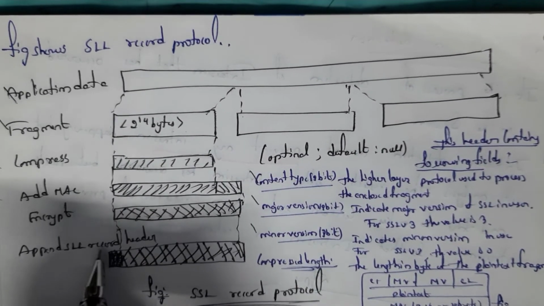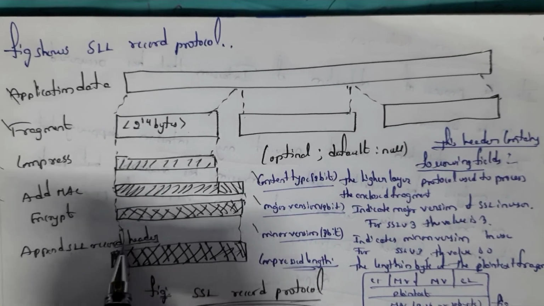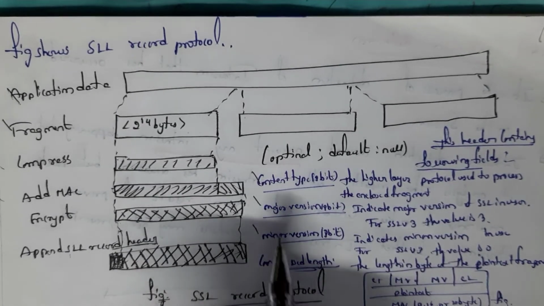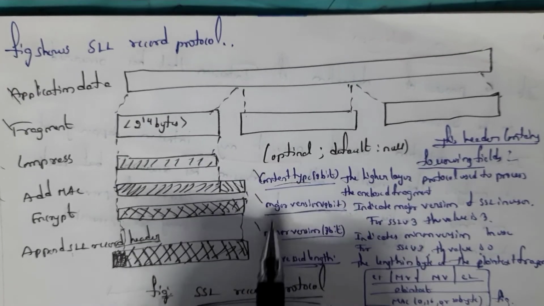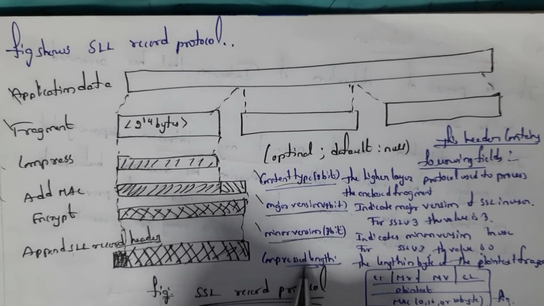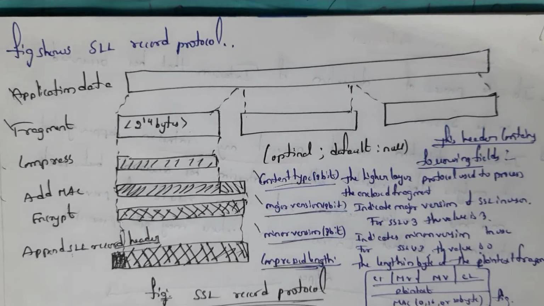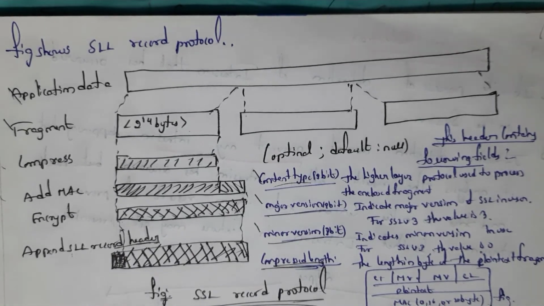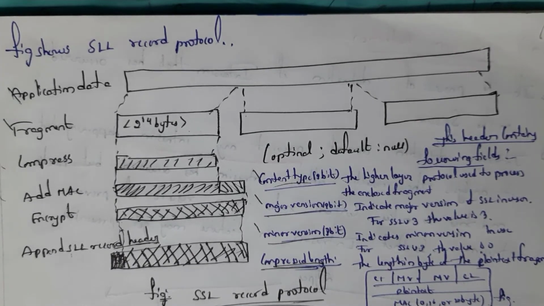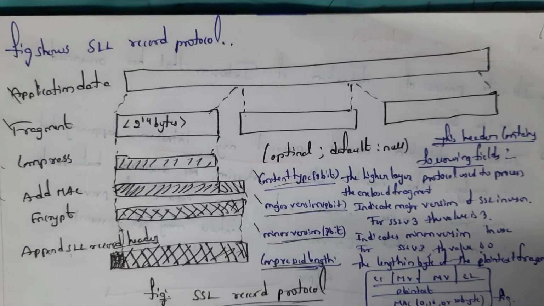See, this Secure Socket Layer header contains 4 fields. First one is content type, second one is major version, then minor version and compressed length. These are the four fields that this Secure Socket Layer record header contains. See, this is known as Secure Socket Layer record protocol.